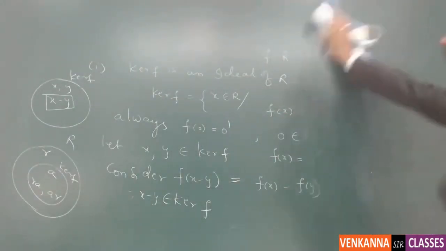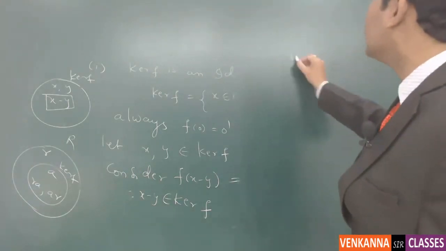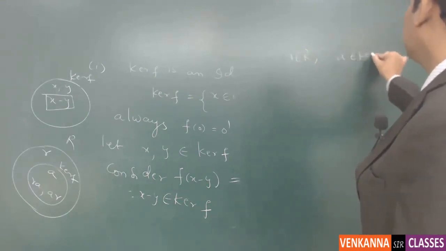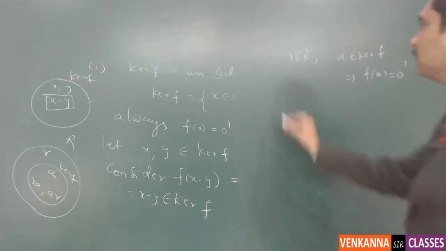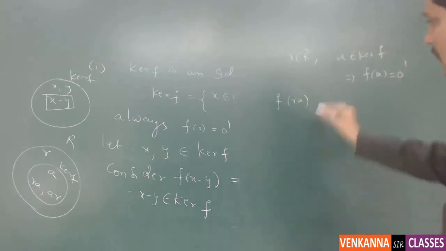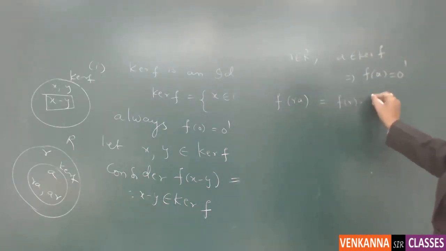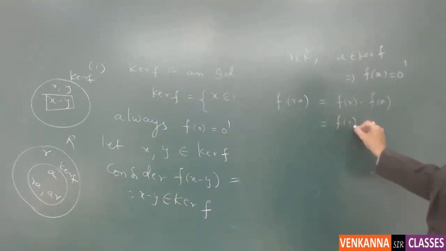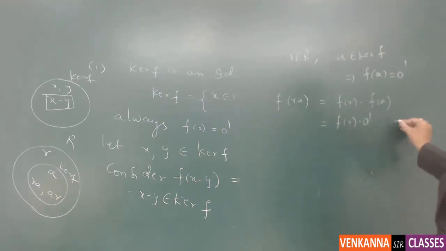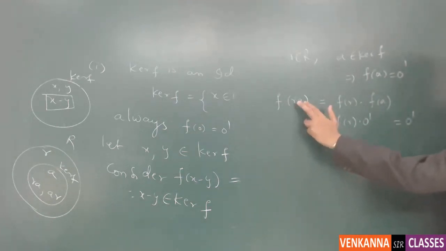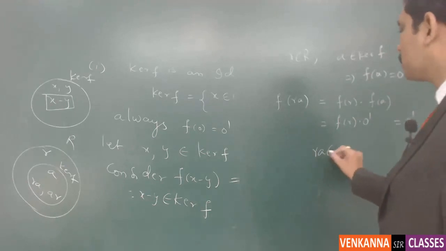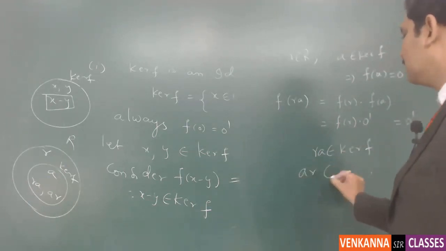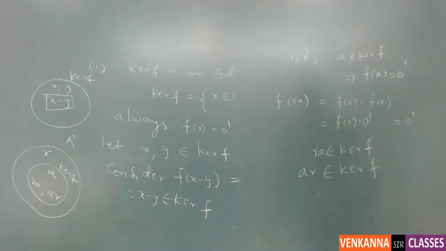So for this, you consider that R is any element in the ring, A is an element in the kernel. So immediately you can say that f of A equal to 0 dash. Now you consider the value of f of RA. Since f is a homomorphism, this will be written as f of r dot f of a, equal to f of r dot 0 dash. Since 0 into anything is 0, it is nothing but 0. So RA is an element, to this you have applied f, the result is 0. So from the very definition, RA belongs to the kernel. In the same manner, you can prove that AR also belongs to the kernel. Therefore, it is an ideal. That is the proof.